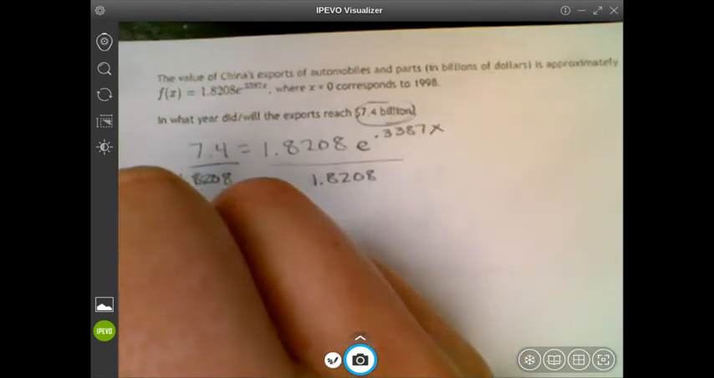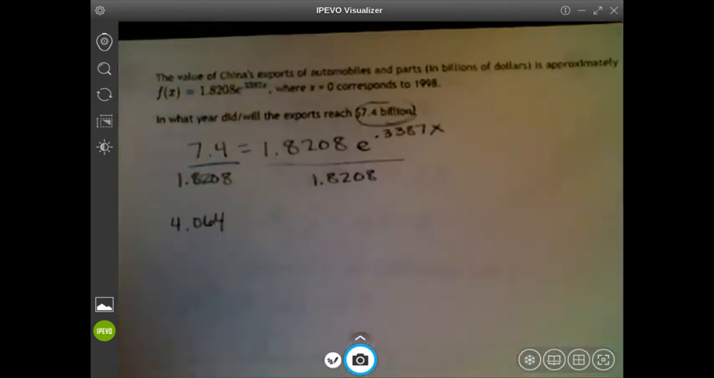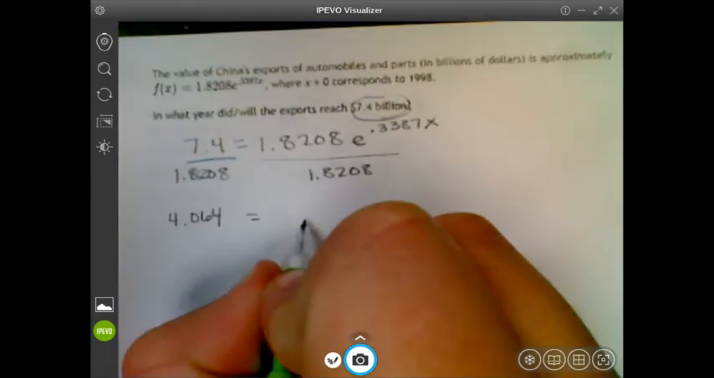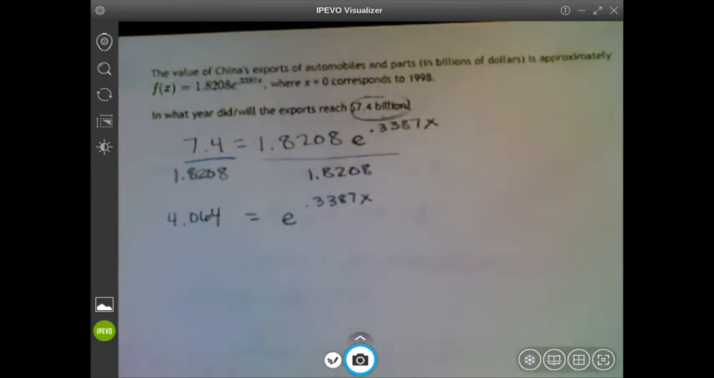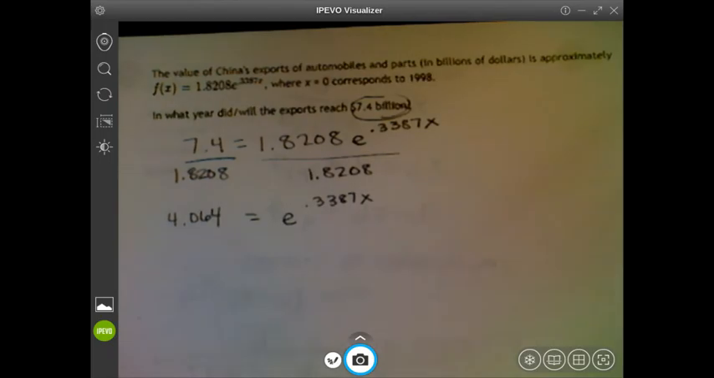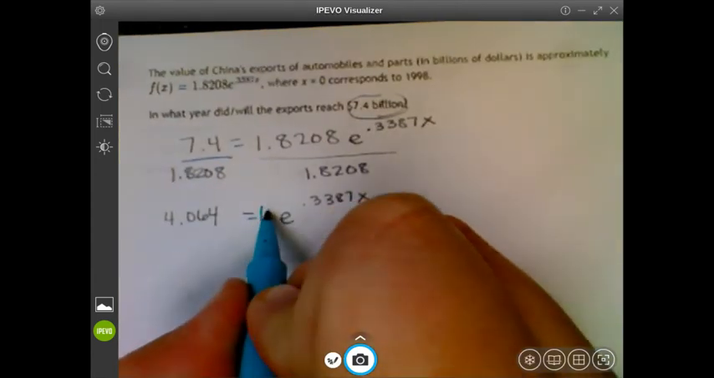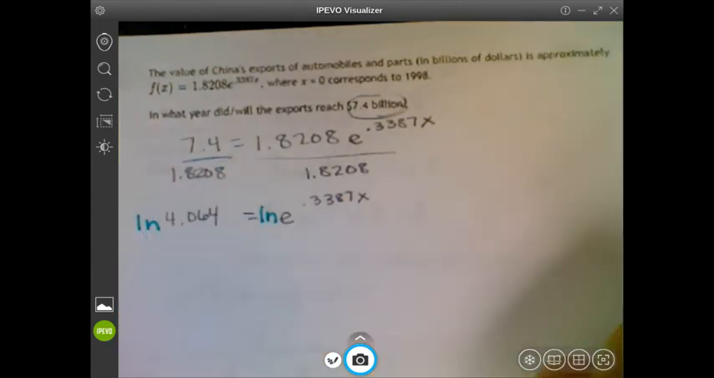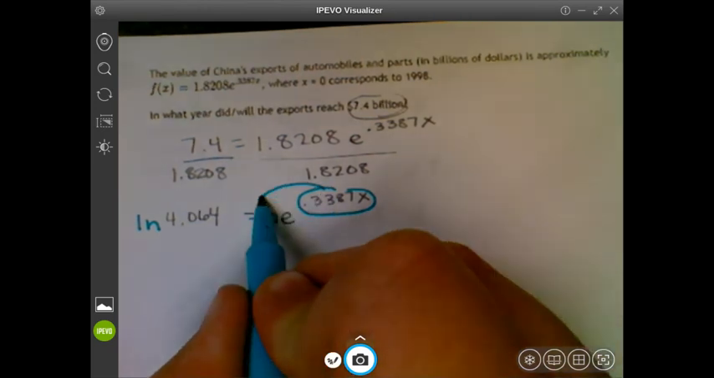So I have 4.064, and so I'm going to take it that far, equal to e to the 0.3387x. All right, and then the next step, when you have something in the exponent equal to a number, we've talked about two units ago when we were solving exponential equations, that you can take the natural log of both sides or the log of both sides. It's up to you. And what happens is this exponent moves down in front.